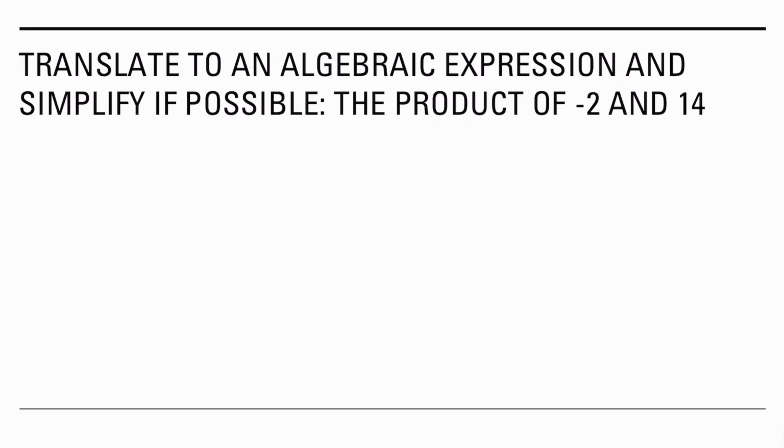Translate to an algebraic expression and simplify if possible. The product of negative 2 and 14. So whenever you're translating, you want to understand what you're actually doing. And so we're looking for a product. So we've got two numbers and we're looking for the product, which means that all we want to write is negative 2 times 14. You could have this as negative 2, bracket 14 if you prefer.